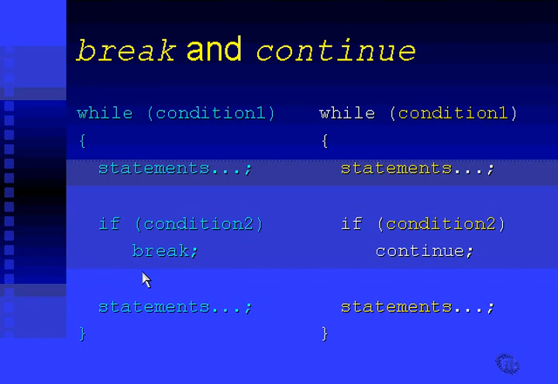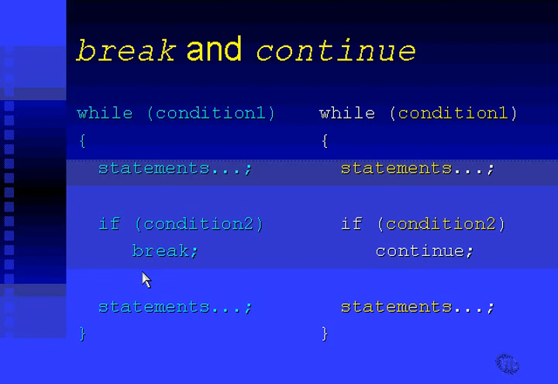Let's have a look at continue. Again, we've got a condition 1, we've got some statements, and we have a condition 2. Now, if condition 2 is met, in other words, if condition 2 is true, then we run the continue statement. And if the continue statement runs, we go back up to the top of the loop and start the next loop again. So we continue on. We don't execute those statements. That second set of statements, they don't get executed. At least they don't get executed this time through the loop.